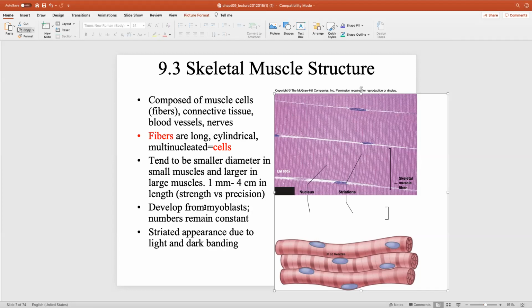They develop from individual myoblasts that then fuse together. The number of skeletal muscles remains constant throughout life. The big thing is understanding that when we work out and we get stronger, when our muscles grow, it's not that you add more muscles. It's that each of these skeletal muscles gets damaged. Then once they get damaged, they heal.